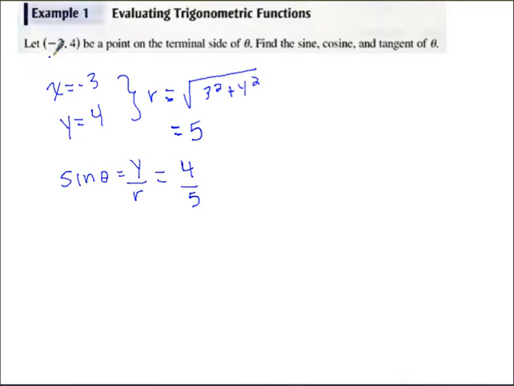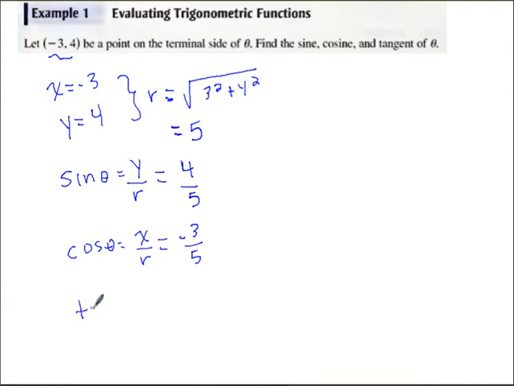And if we notice this point -3, 4 is in the second quadrant, and it makes sense that in the second quadrant this should come out as positive. If we have cosine theta, that would be x over r, which is, in this case, -3/5. And again, it makes sense for that to be negative because we're in the second quadrant.